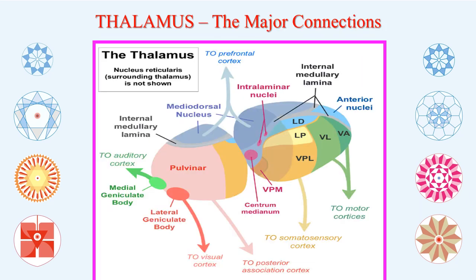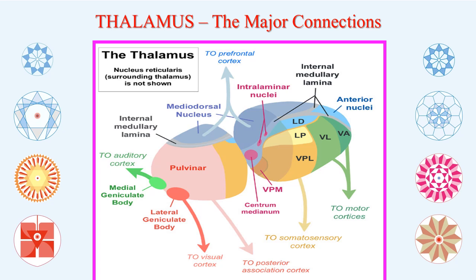Now let's see the connections of the thalamus. The anterior part, as you can see, sends fibers to the motor cortex. That means the anterior part by and large is associated with motor activity. The ventral posterior lateral nuclei go to the somatosensory cortex. They are associated with touch, ascending tracts, and this information goes to the parietal cortex or somatosensory cortex.